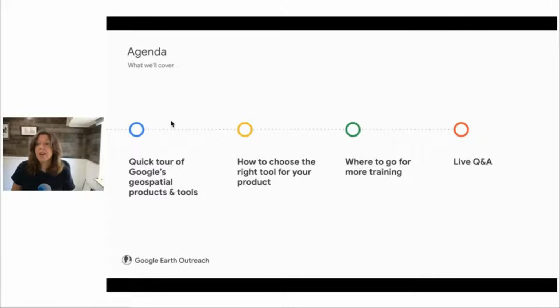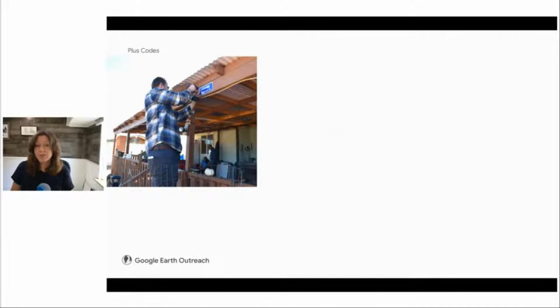So first, let's start with that quick tour. I'm going to start with plus codes, which is a simple but profound idea that assigns a unique digital address to every point on the Earth's surface. We created plus codes to respond to the fact that billions of people live in places around the world where the street addresses that you and I take for granted just don't exist.